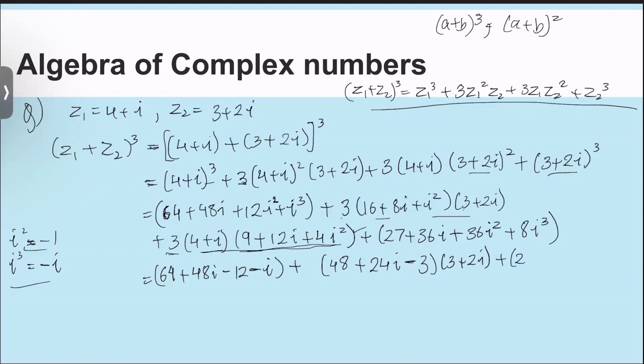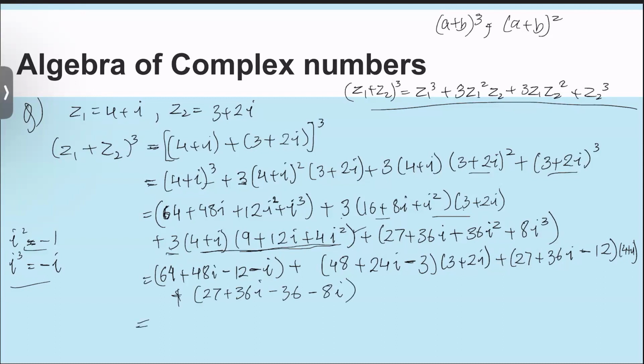Then you get 27 plus 36i. And over here you will have 3 into 4, 12, and you have i squared. So you substitute i squared is equal to minus 1 directly. So you get minus 12, and this is multiplied by 4 plus i. And the last term that you have is 27 plus 36i. Over here, this becomes minus 36, and this would be minus 8i. Okay, so now we got this.